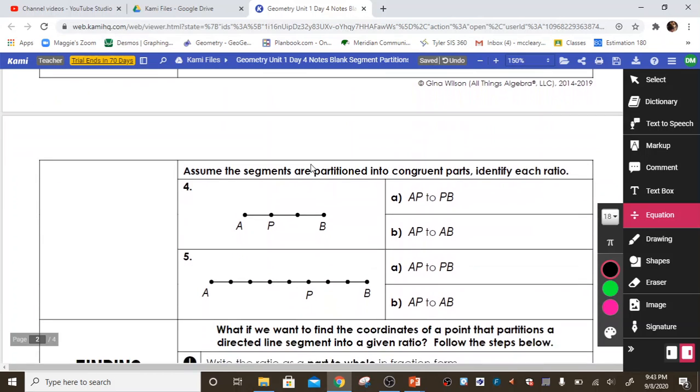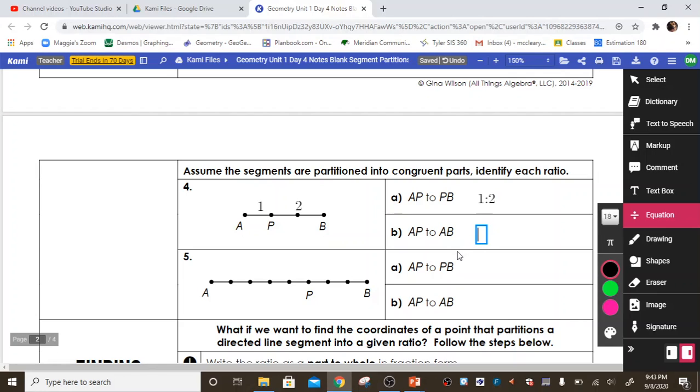Okay, moving along. Let's identify a couple ratios here. Let's look at number 4. We want to identify AP to PB. Well, AP is 1 unit long and PB is 2 units long. That's usually the first step, just to see what you're working with here. So that means that AP to PB is just 1 to 2.